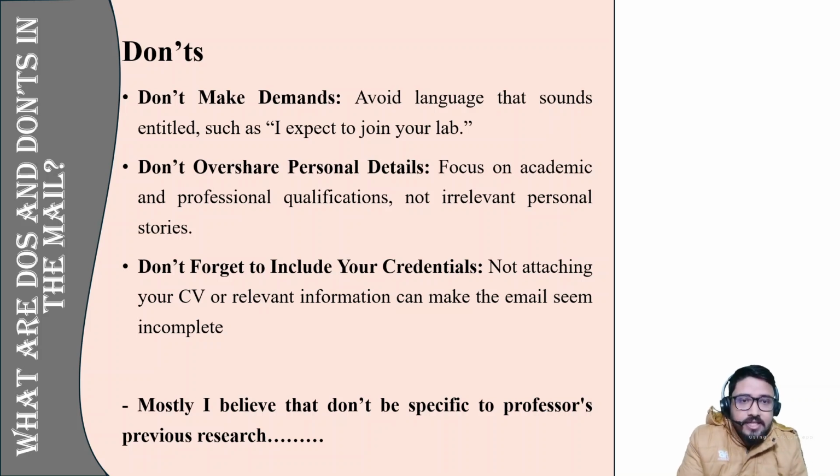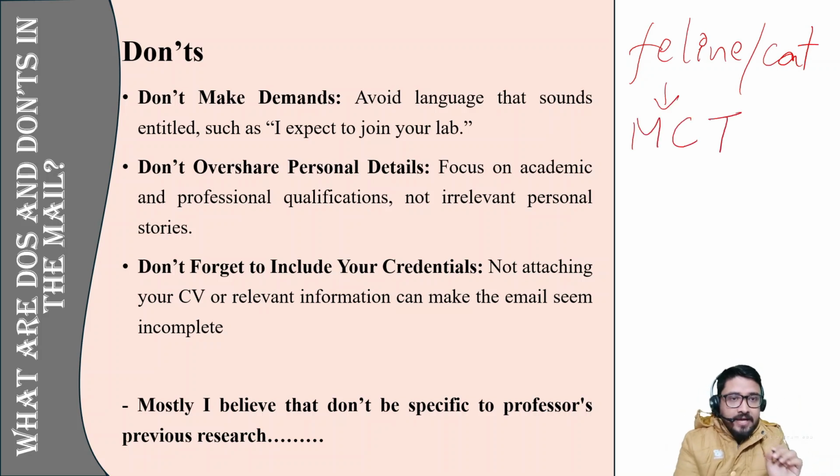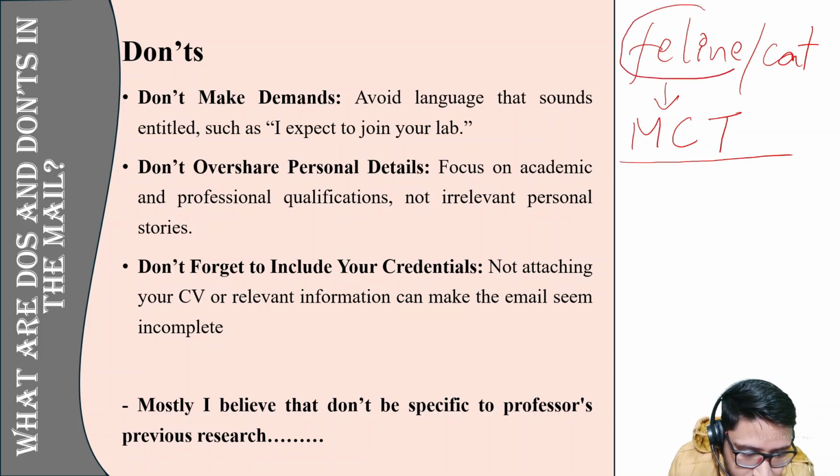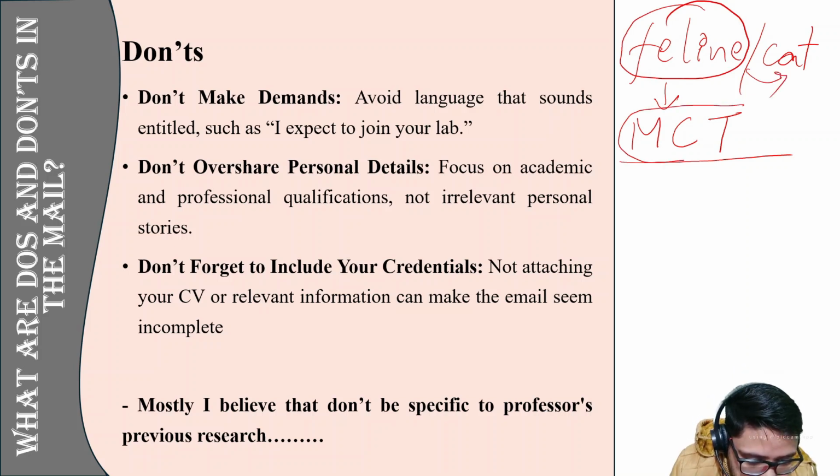Let's take an example of tumor, because I know tumor mostly, so I am talking about tumor because I am confident I can make you understand that. Let's see if the professor has already worked on feline. Feline means cat. And he worked on mast cell tumor. Seeing this, you wrote in such a way that you are interested in feline tumor, meaning tumor related to cat, or you said you are interested in mast cell tumor.